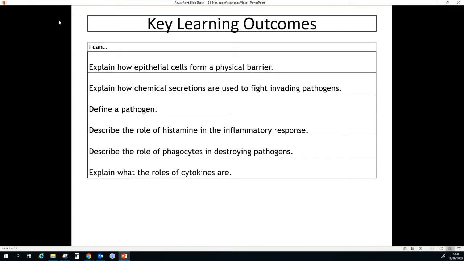We're then going to look at defining a pathogen very quickly. We're going to describe the role of histamine in the inflammatory response, and then look at a process called phagocytosis and how phagocytes destroy pathogens. We're finally going to talk about how phagocytes release cytokines and what the function of this is also.